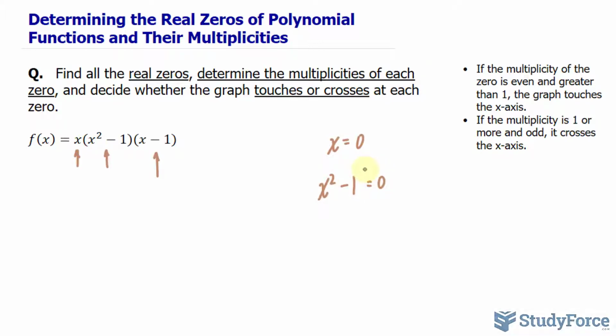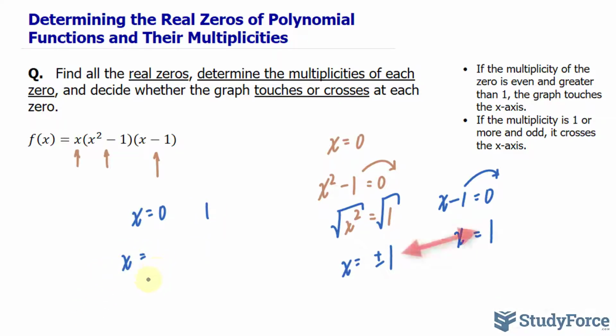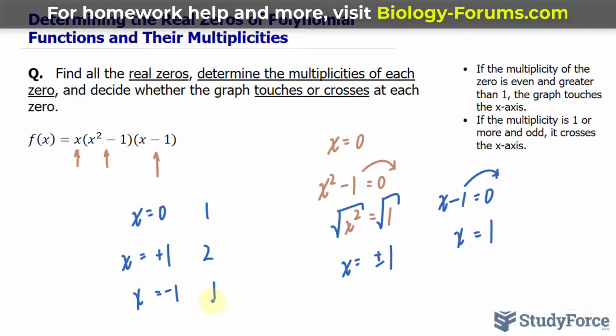Solving for x, I bring this over, and then I square root both sides like this, and I end up with plus minus 1. Finally, I'll set x minus 1 equal to 0, and bringing that 1 over, I end up with x is equal to 1. So I'll list my zeros. I had x is equal to 0, and that happened once. I also had x is equal to positive 1, and that happened twice. And at x is equal to negative 1, that happened once.